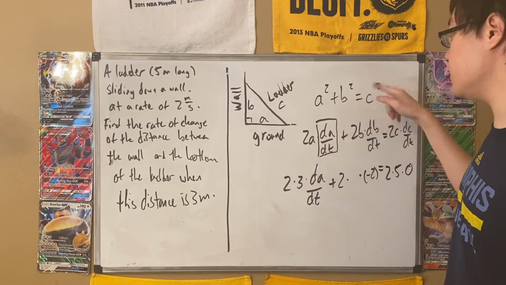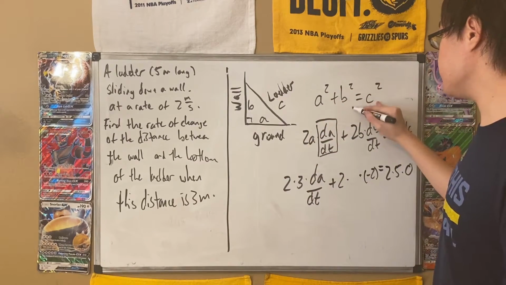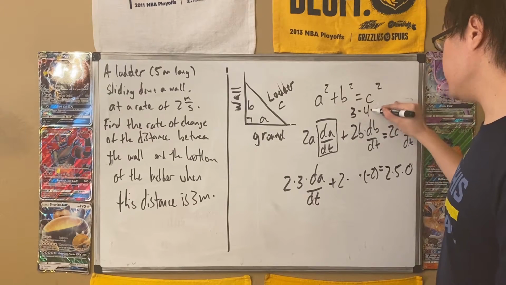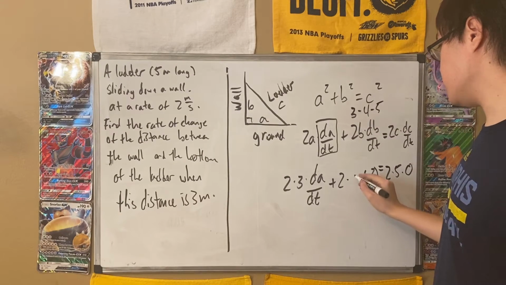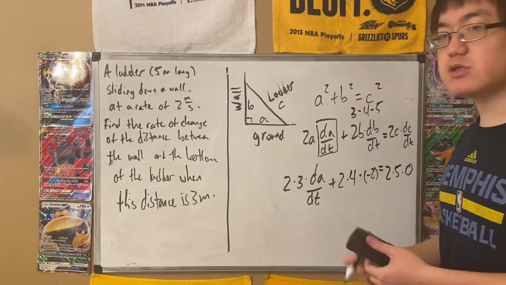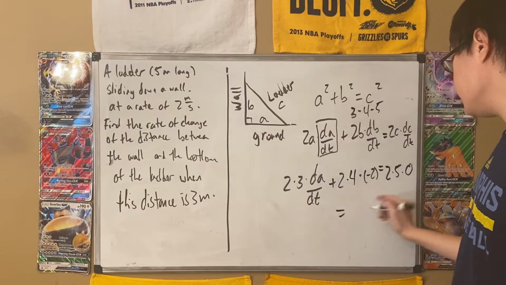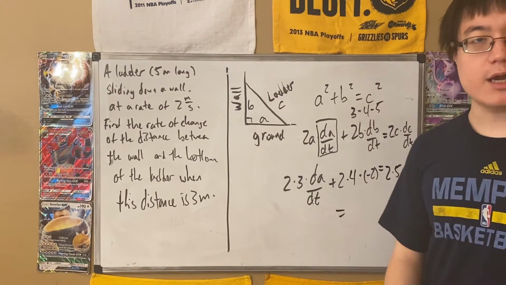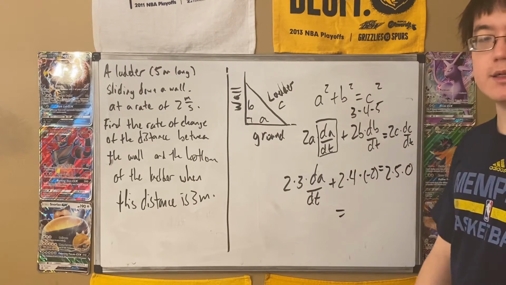3 squared plus 4 squared is equal to 5 squared. So because we know it's a 3, 4, 5 triangle, this quantity B is going to be 4. So now it looks like we're ready for the answer. This is 0 because, again, the ladder's not changing. So that's why dC dt was 0.